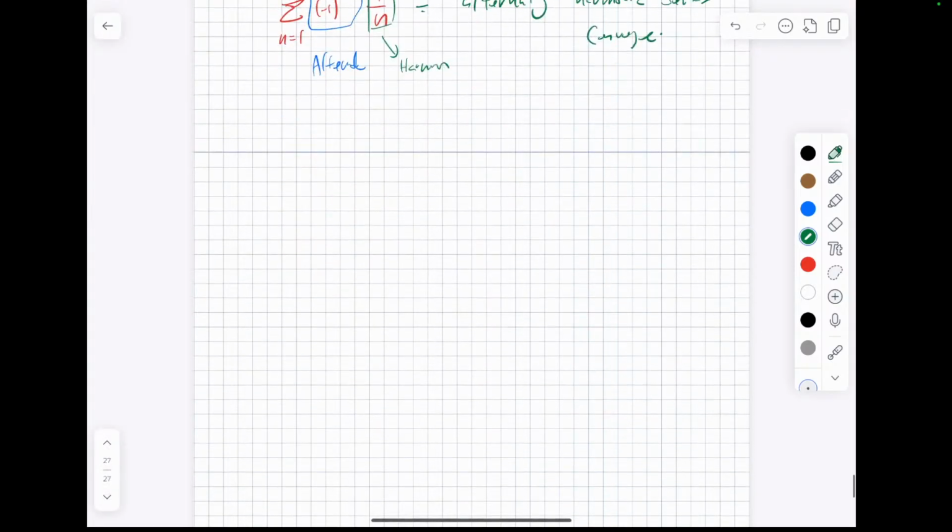Okay, so I want you to see if this one converges or not. The sum from n equals 1 to infinity of n over (-2)^(n minus 1).